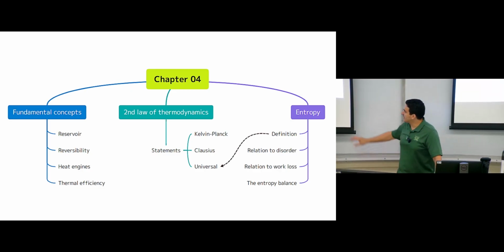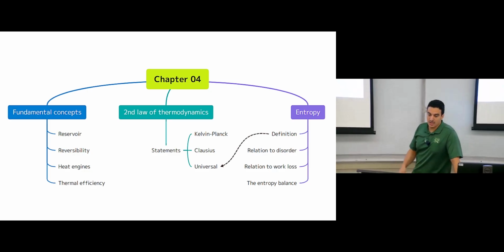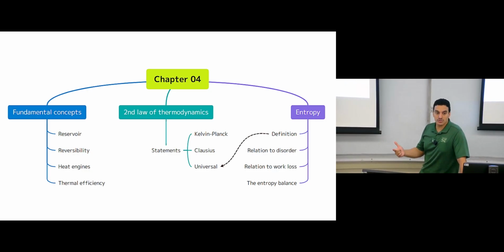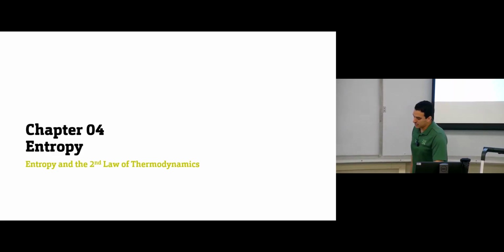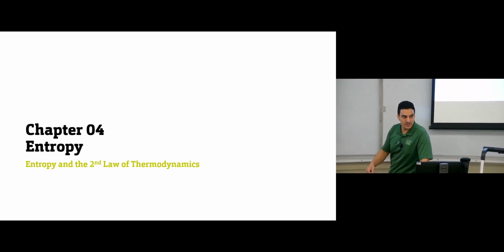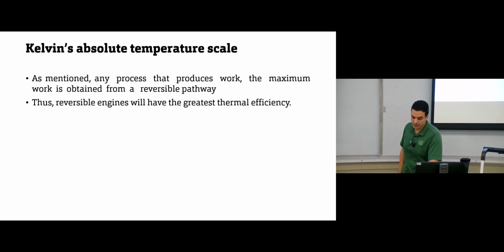Then we have the remaining three points. Hopefully we can cover any of them today. If not, this will be the content of the next lecture: how entropy is related to disorder, how entropy is related to work loss, and finally the equation that describes the entropy balance. And then we have some examples. So now let's start talking about entropy and how it ended up with a universal statement for the second law of thermodynamics.